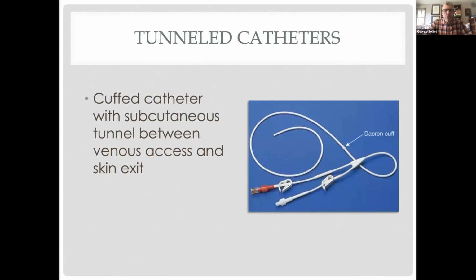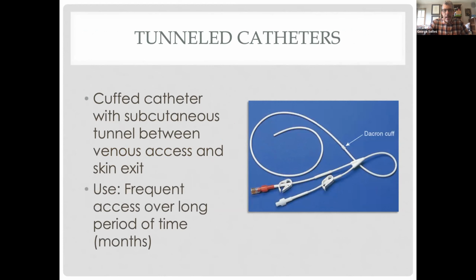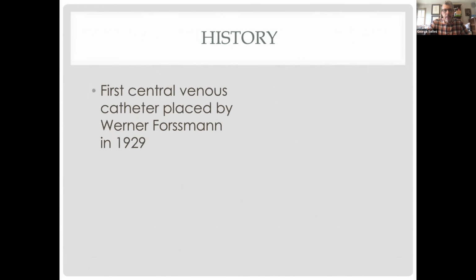So I'm going to start with tunneled catheters. All this means really is that it's a catheter that has a cuff, and that there's a tunnel under the skin between where you get into the vein and where the catheter exits the skin. And these are used for a long period of time, usually measured in months, with frequent access, often used daily. So periodically in this talk, I'm going to bore you guys with some of the history because it's surprisingly colorful, and I think some of it's kind of hilarious.